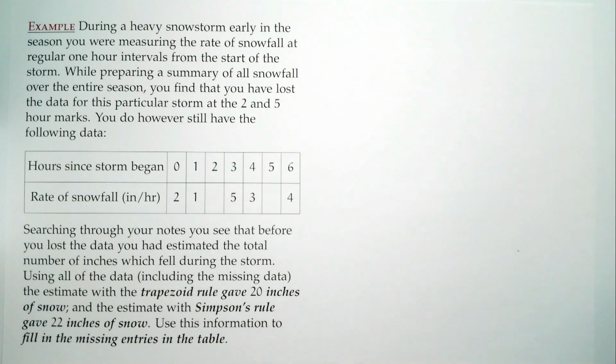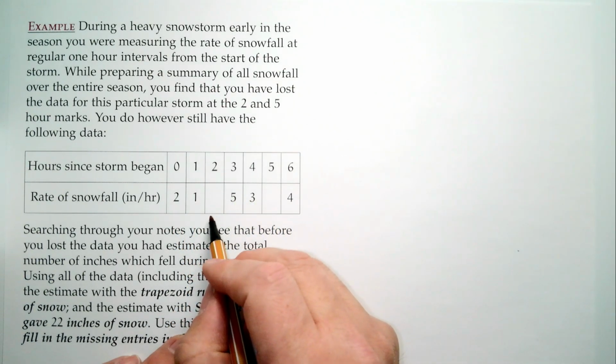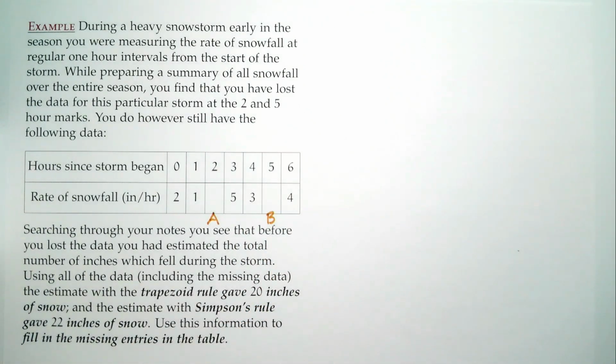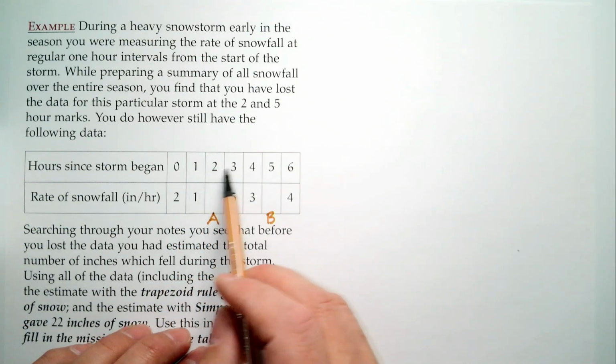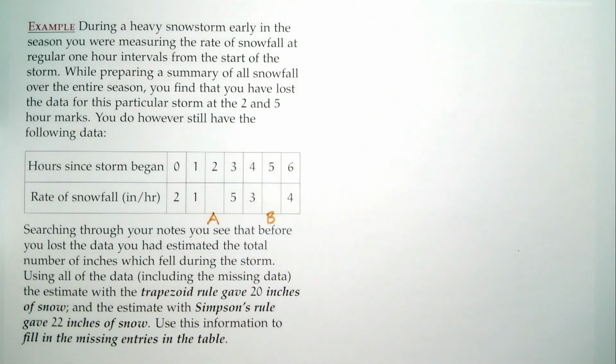All right, so here we go. Well, we're going to use all the data. So we think about the trapezoid rule. Let's give these names. I'm going to call this missing entry A, this missing entry B, because these are things I don't know, but I want to give them names so I can work with them. So the trapezoid rule says I need to know my width. The width would be the length between consecutive times. So what's our width here? 1. Okay, so that's good. Our widths are 1.